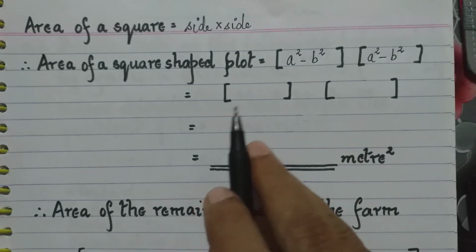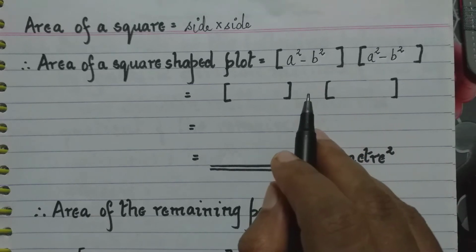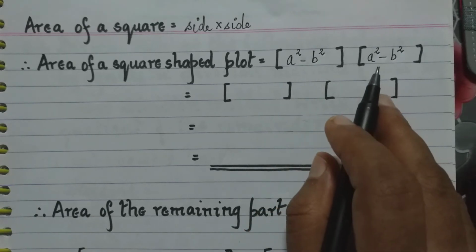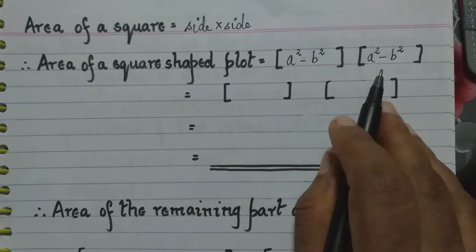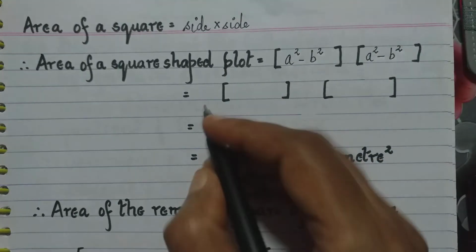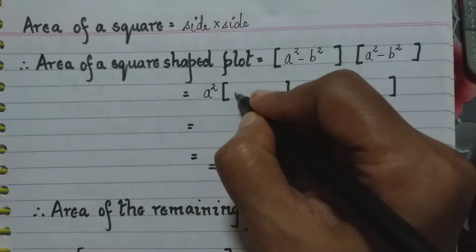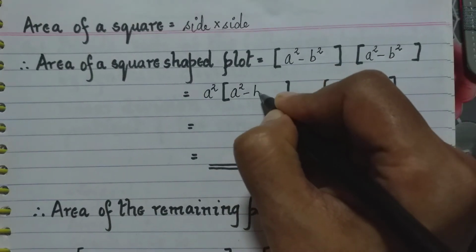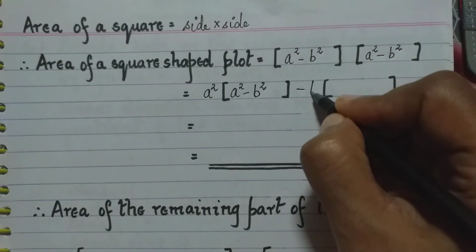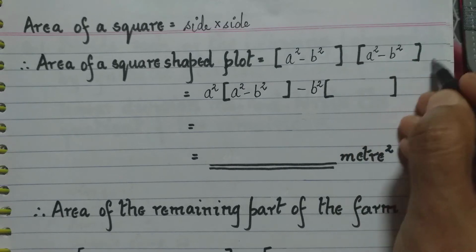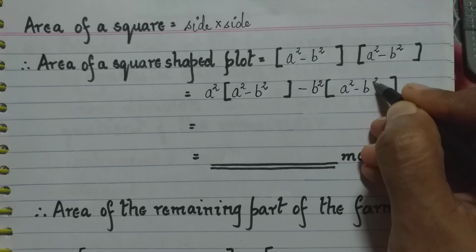Now, we can multiply as we did in the area of the rectangular farm, or we can directly use the whole square formula, (a square minus b square) the whole square. We can find out that way. Anyway, we will use this multiplication, that is, take the first term a square and multiply with the second bracket, a square minus b square. Then take the second term, minus b square, and multiply with a square minus b square.